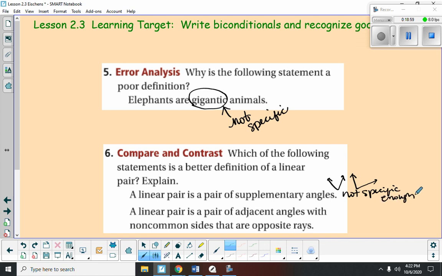The next one says a linear pair is a pair of adjacent angles. So adjacent, they're adjacent, which means they share a common side. And with non-common sides that are opposite rays. Okay, so this one and this one, the one they don't share, they're opposite rays. That would be a linear pair. If you add these together from here to here, and from here to here, it equals 180. So this is your best definition.